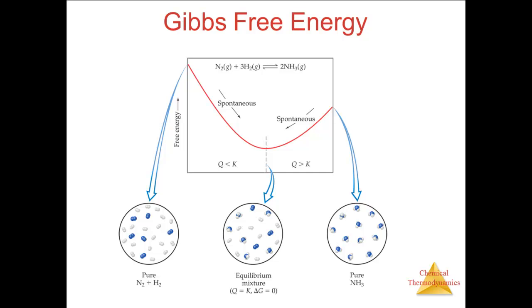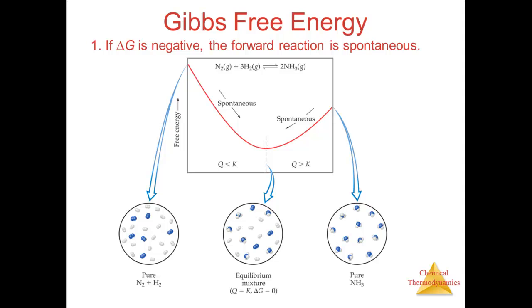Let's look at the value of the free energy for the well-known reaction N2 gas plus 3H2 gas in equilibrium with 2NH3 gas, the ammonia equilibrium. The diagram shows the value of G for various compositions of a mixture of the three gases at some particular temperature, starting at the left with all N2 and H2 and no NH3, and ending on the right with only NH3 and no N2 or H2.